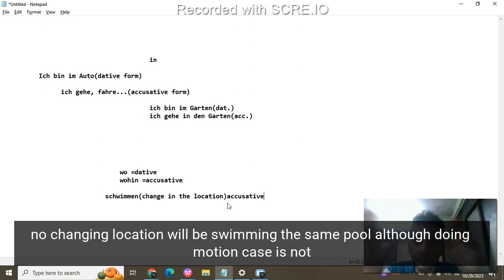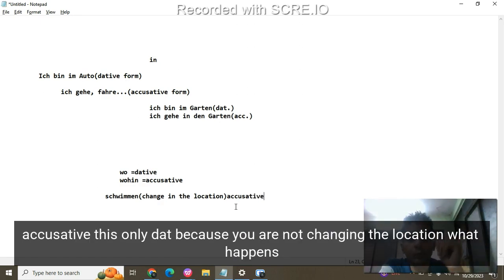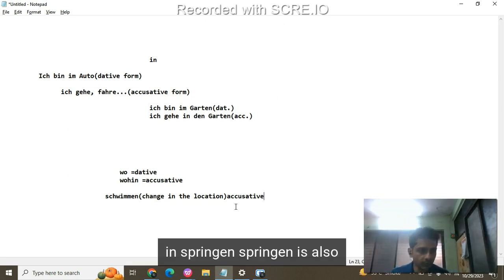And no change in location will mean dative. So I'm swimming in the same pool. Although I'm doing a motion case, it's not accusative. It's only dative because we are not changing the location. Now what happens in swimming?